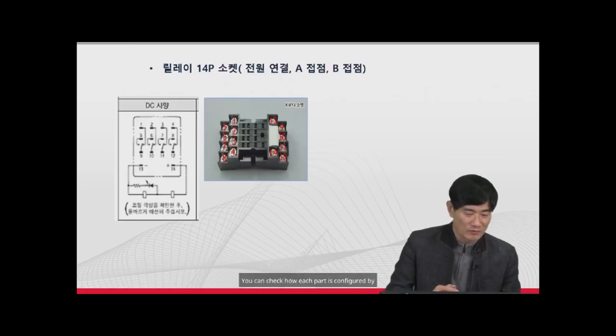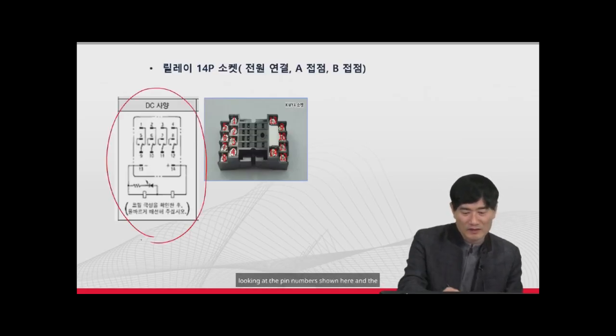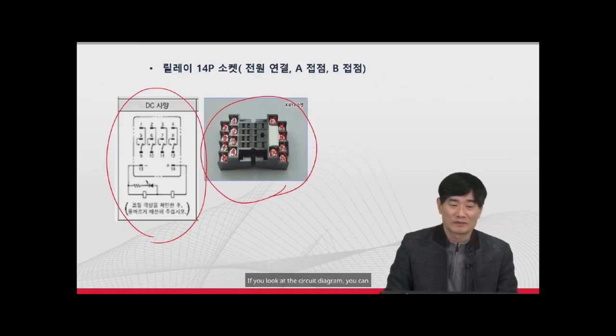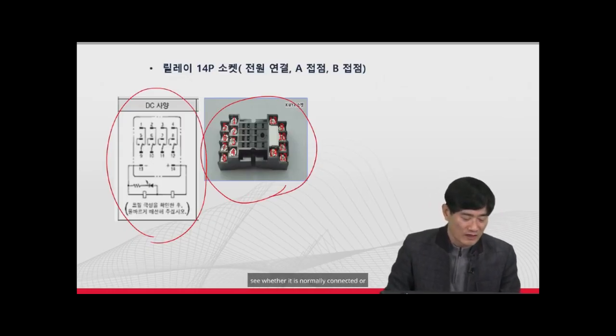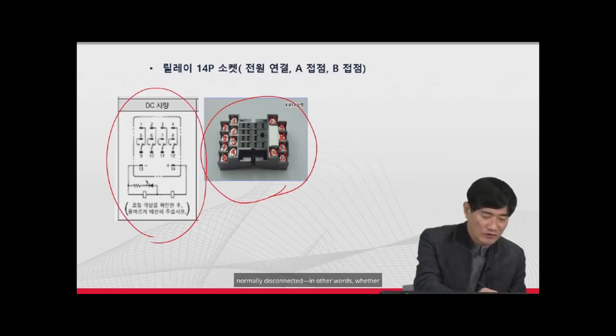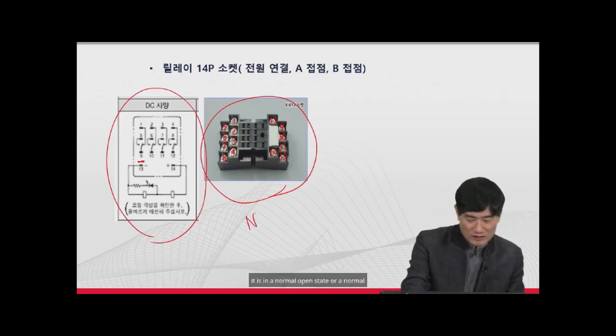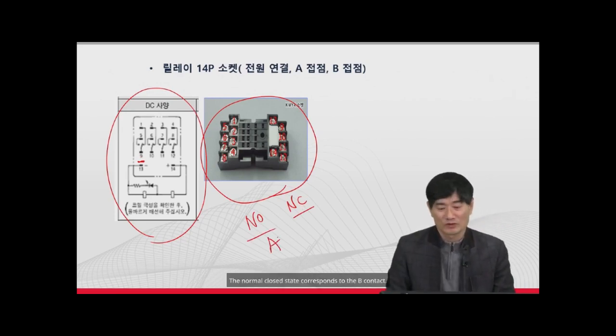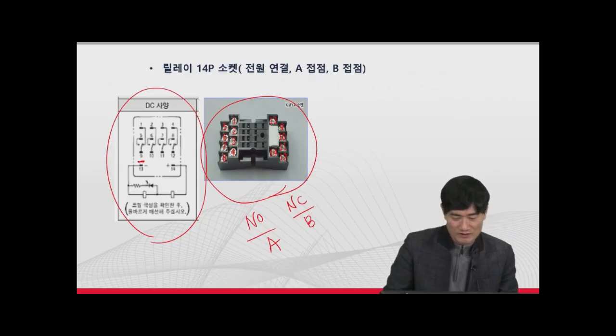You can check how each part is configured by looking at the pin numbers shown here and the numbers on the socket. If you look at the circuit diagram, you can see whether it is normally connected or normally disconnected. In other words, whether it is in a normal open state or a normal closed state. As you know, the normal open state corresponds to the A contact. The normal closed state corresponds to the B contact.